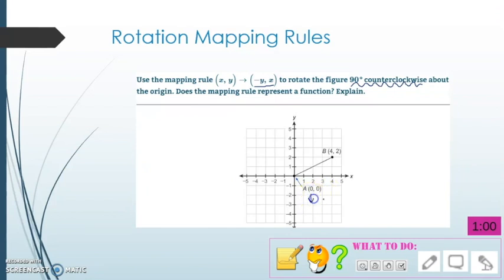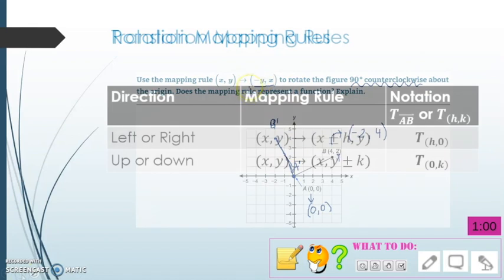So A, if we switch them around, we still just have 0, 0, and then you can't put a sign on the 0. So A is going to stay 0, 0. Then B, when I switch them around, I end up with 2, 4. And then I have to change the sign on the original y, which was positive 2. So now it's going to be negative 2. So when I graph that, there is your segment after a 90-degree counterclockwise rotation.